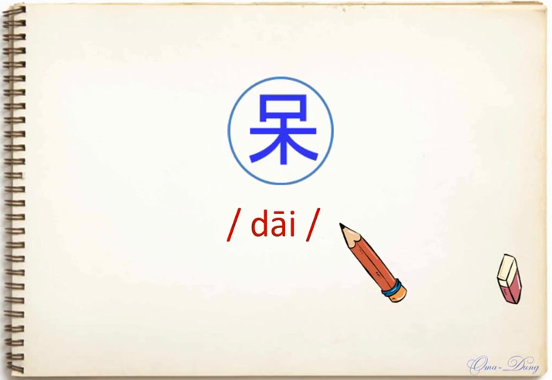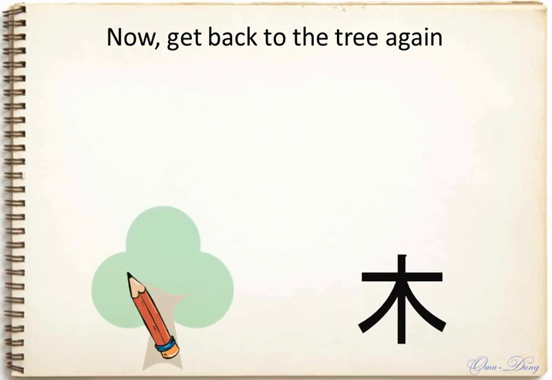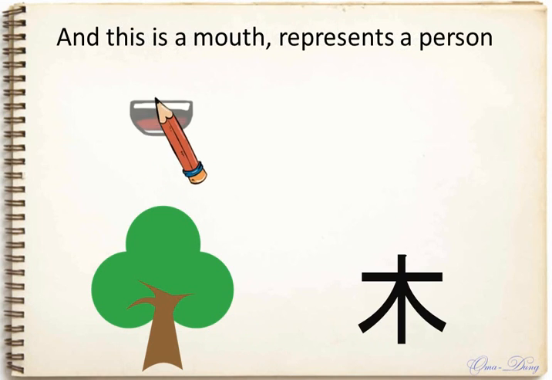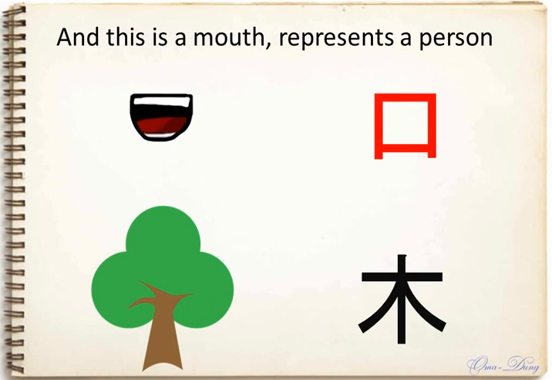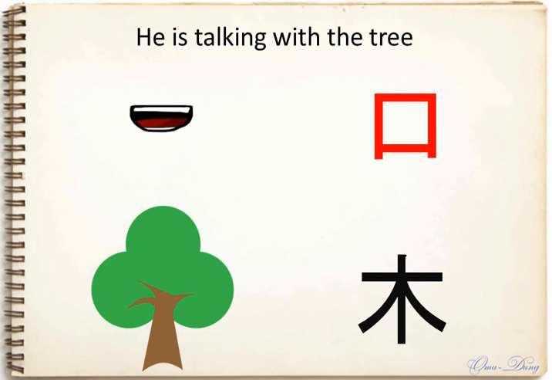Die. Now we get back to the cheese again. This is a mouth. It represents a person. That person, he keeps talking with the cheese.